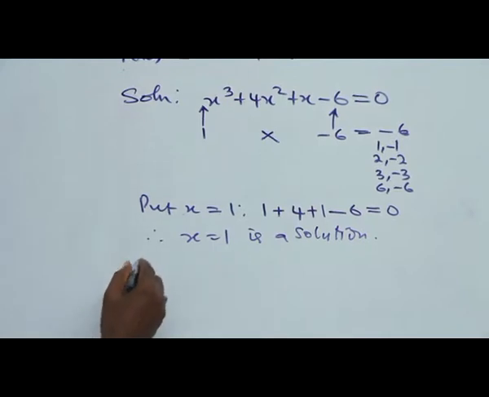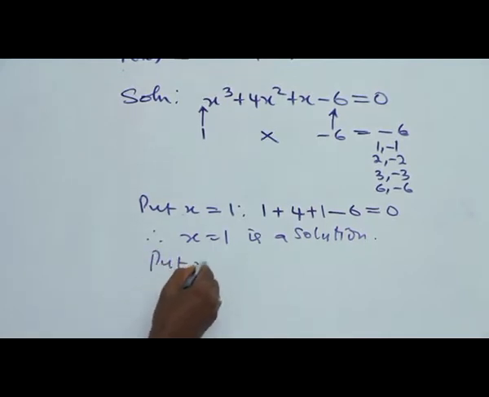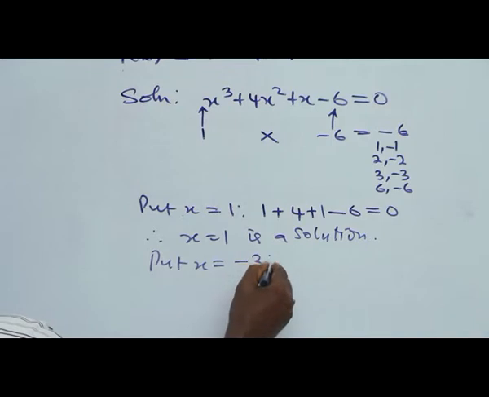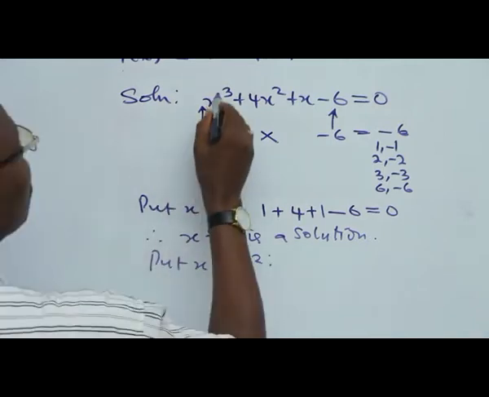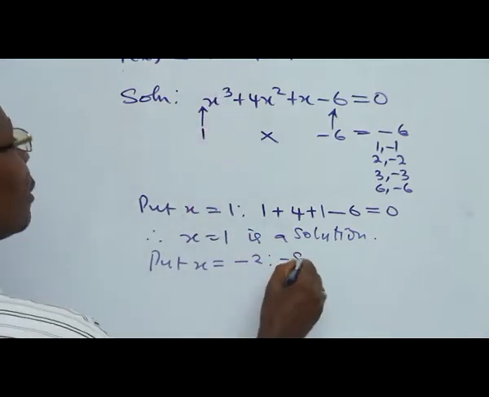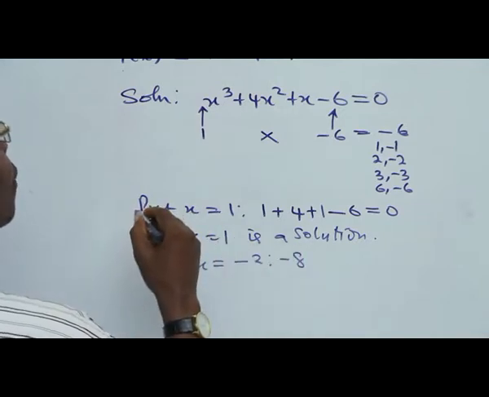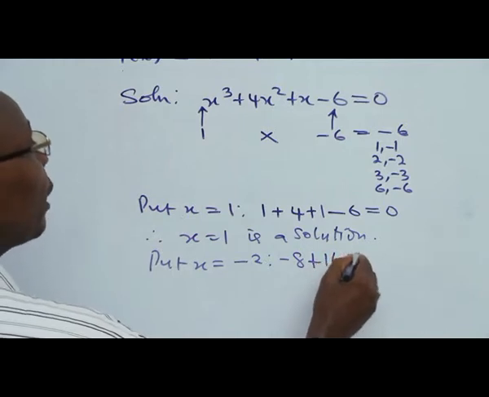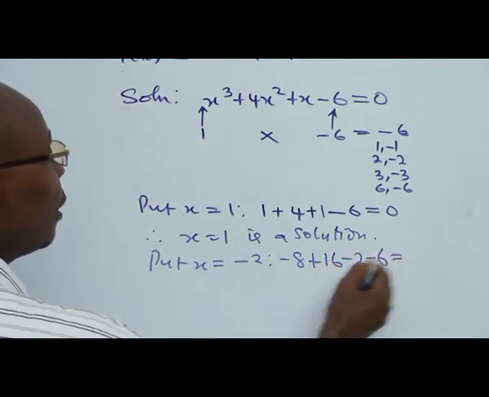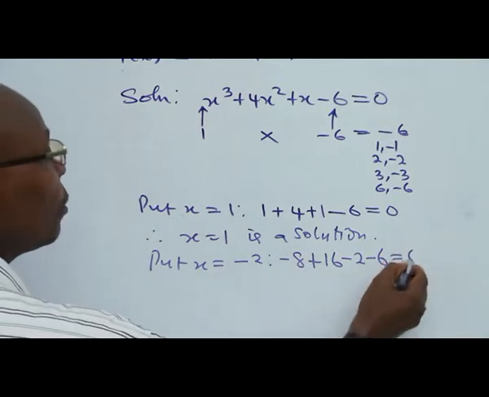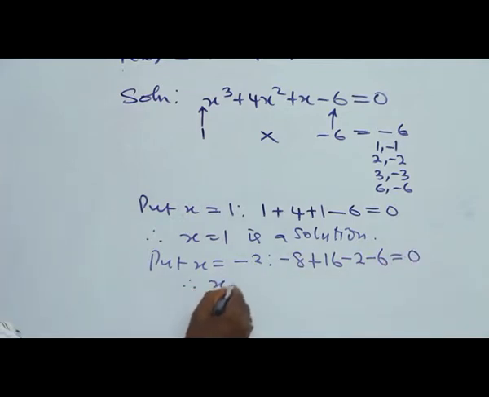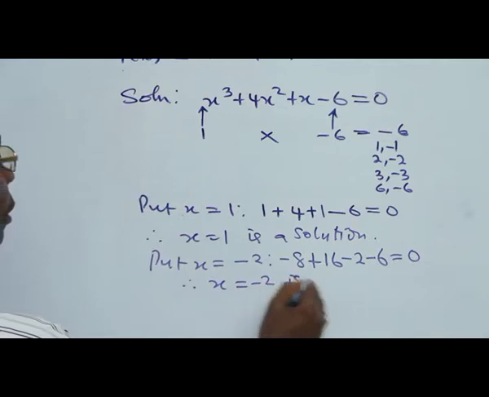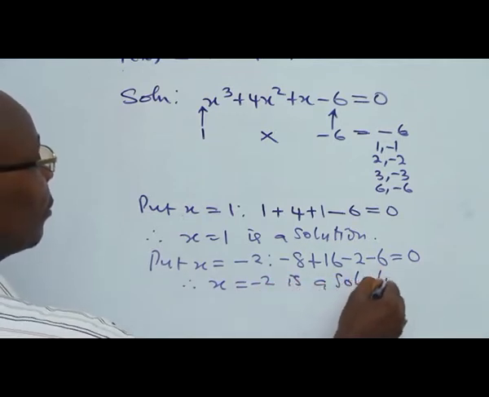Now again, let's try something else. We put our s equal to minus 2. What happens? Minus 2 cubed is minus 8. Minus 2 squared is 4. 4 times 4 is 16. And then minus 2 again, and minus 6. Once again, this will give you 0. Therefore, s equal to minus 2 is a solution, another solution.